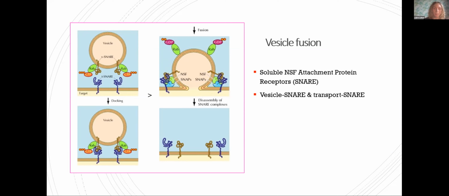And you can see on the top right image that it only opens for a little bit, and that's the kiss and run one. So it opens up like a pore, which is called a porosome. It releases it, and if it fully incorporates into the membrane, that's called the full-blown connection.